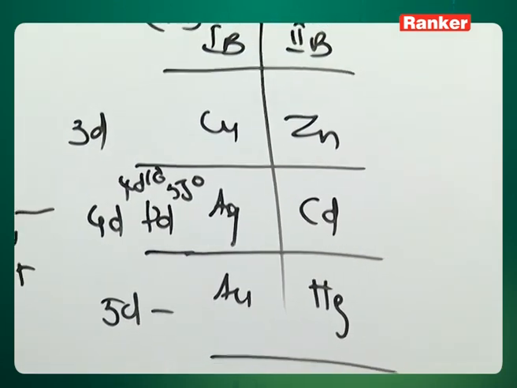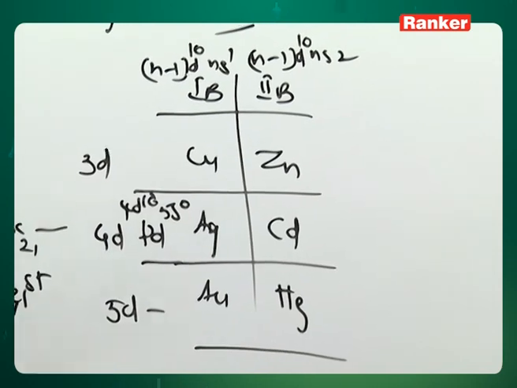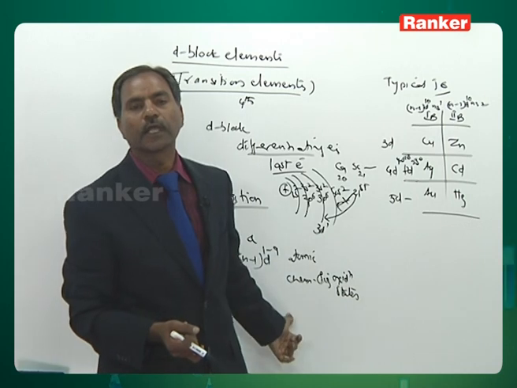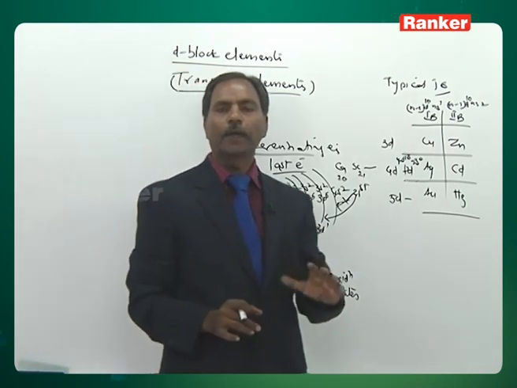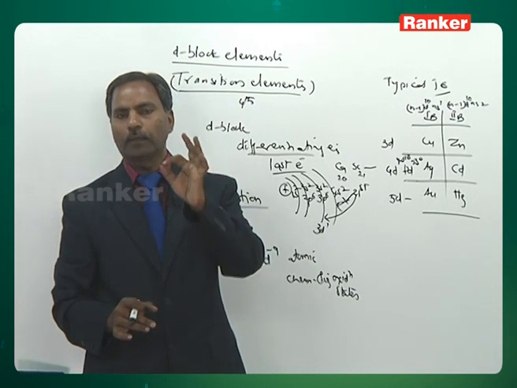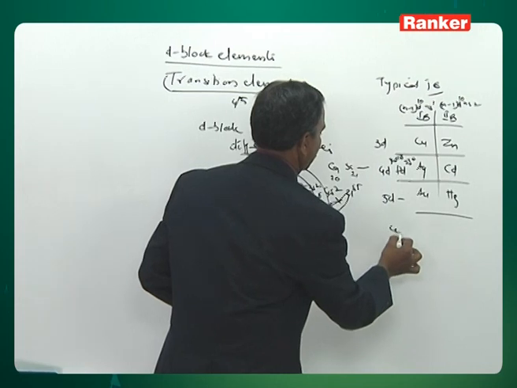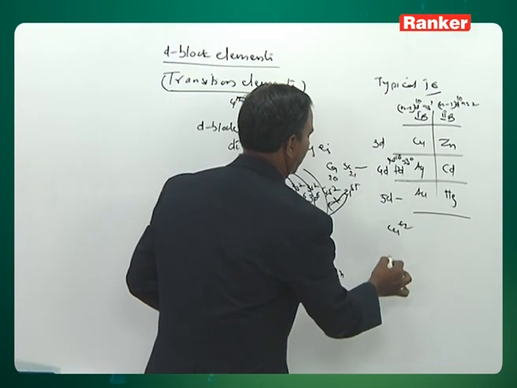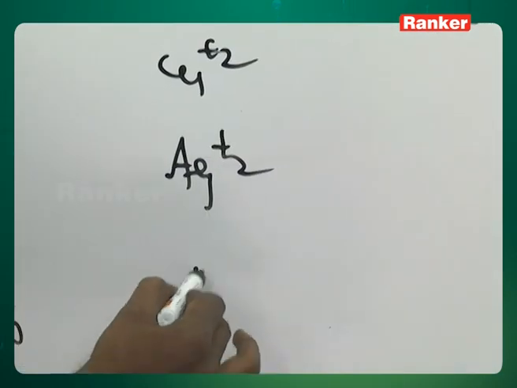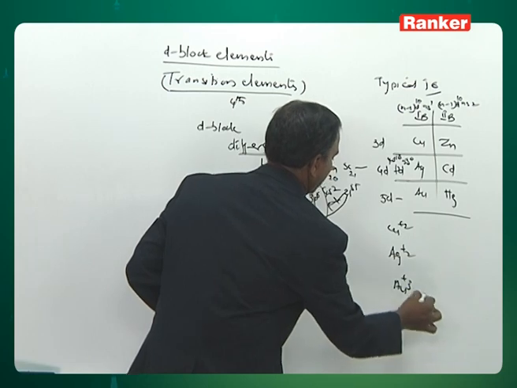Therefore, in their atomic state, they are not considered as transition elements. But consider copper, Ag, Au and palladium in their significant oxidation states. Consider copper plus 2, Ag plus 2, Au plus 3, and one more, palladium plus 2.